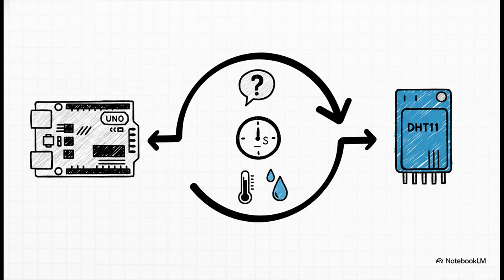Well, the loop is the absolute perfect tool for this job. The DHT11 sensor can give us a new reading about once every second, so we can just program our loop to ask the sensor for new data every second, creating this continuous stream of environmental information. This is the foundation for everything from a simple weather station to a super sophisticated climate control system.